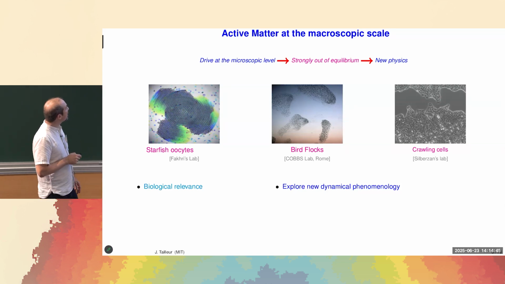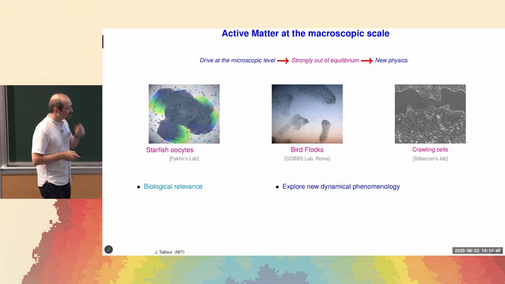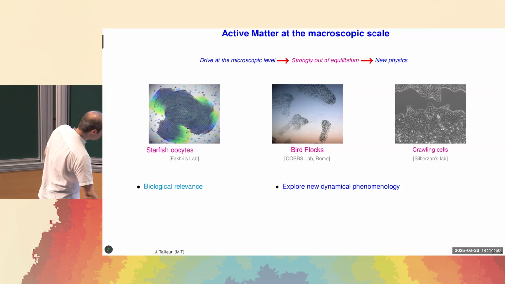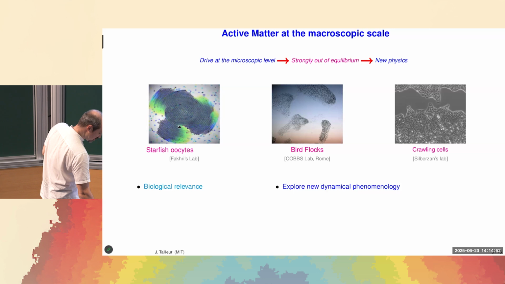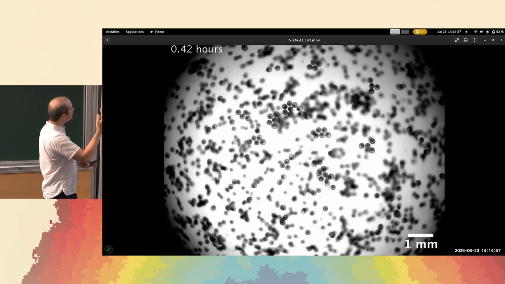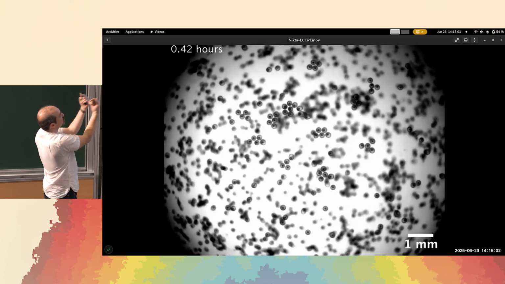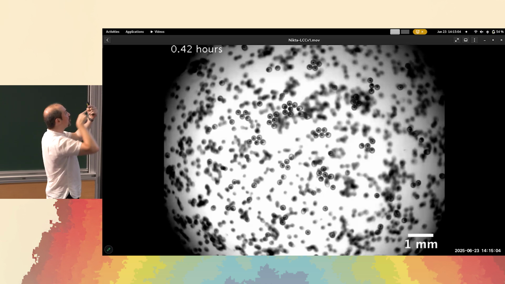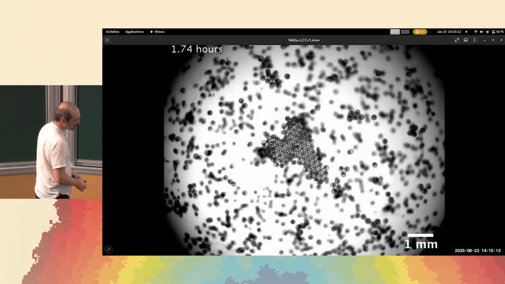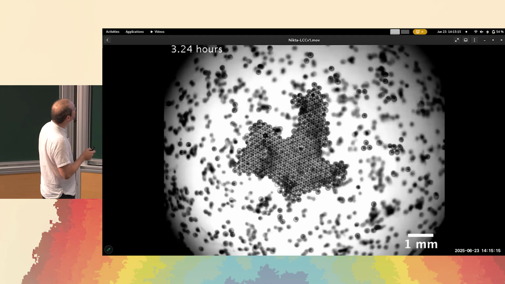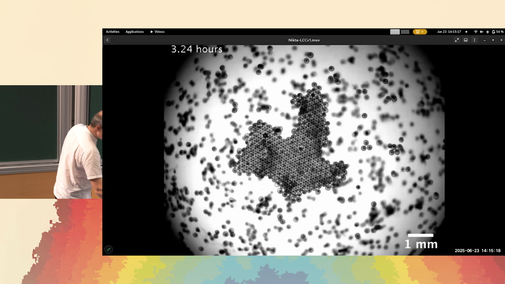And on the left, there is a very nice experimental system developed in the lab of Nikta Fakhri. So these are starfish oocytes. They are swimming, they're rotating, and they're swimming upward. So here what you see is the surface of a fluid. The oocytes are swimming upward. Because they are pumping water downward, there is an attractive force between them. What is an oocyte? An oocyte, an ovocyte, an egg. Yeah. So these attractive interactions between the oocytes lead to this crystal.